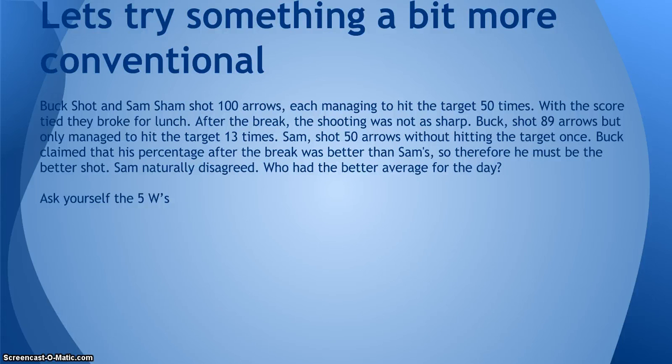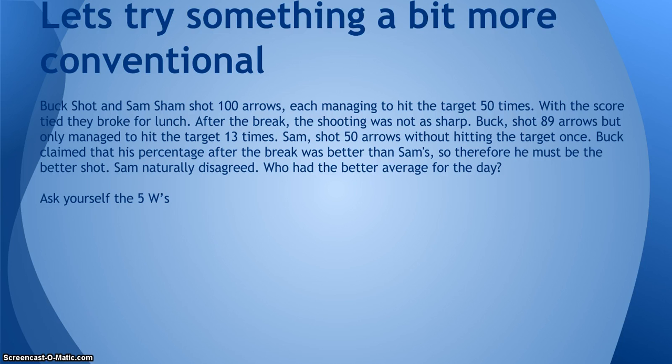Now let's try something a bit more conventional with this. Try a basic math problem. Buckshot and Sam Sham shoot 100 arrows each, managing to hit their target 50 times. With the score tied, they broke for lunch. After the break, the shooting was not as sharp. Buckshot shot 89 arrows, but only managed to hit the target 13 times. Sam shot 50 arrows without hitting the target once. Buck claimed that his percentage after the break was better than Sam's, so therefore he must be the better shot. Sam naturally disagrees. Who had the better average for the day?